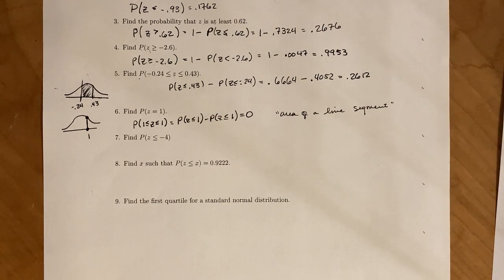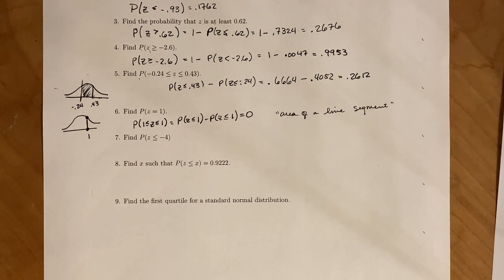Right, both are valid ways of thinking about it. Now, if we want to find the probability that z is less than or equal to negative 4, if we look at our chart, the smallest value or the most negative value that we can look at is negative 3.49. And we know that as we move further and further to the left, our area should keep getting smaller and smaller and smaller.